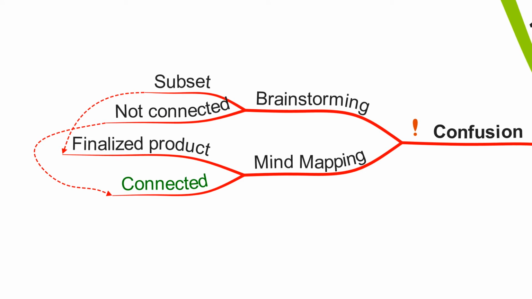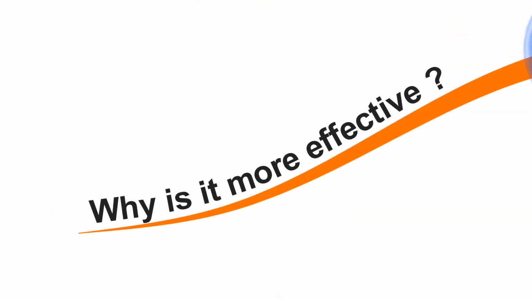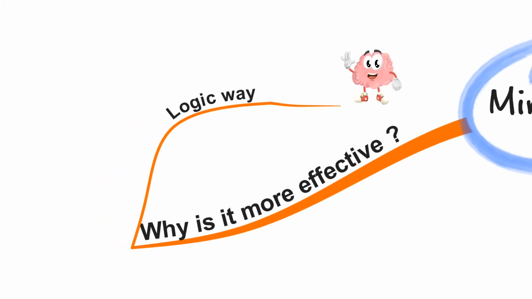So the third question is, why is it more effective? Why is mind mapping more effective than the linear formatting when it comes to creative purposes? And this is an interesting question. First reason is that it's the logical way that your brain works when it comes to creativity, either by generating as many ideas as possible, by connecting those ideas together, or by having the ideas in a picture format, as your brain works in pictures or in a story mode.